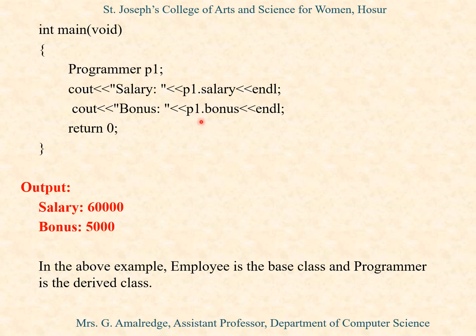For printing bonus, we are using the statement p1 dot bonus. Here p1 is the object for the class programmer, and bonus is the variable which is available in the subclass programmer. So it is clear that in single inheritance we are able to print the value of variables available in the superclass as well as subclass.